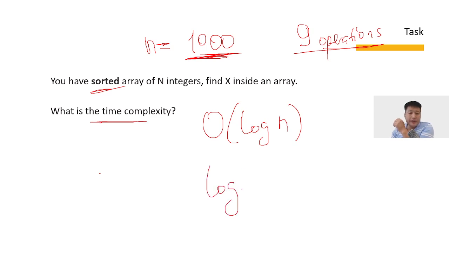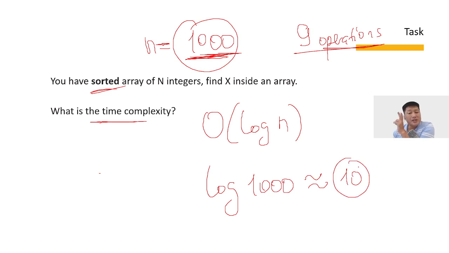Because log n is what? In our case n is 1000. So what is log 1000? It's something like 10, maximum 10. So you will do maximum 10 operations. This algorithm takes maximum 10 operations to solve the problem. We did 9 operations, and maximum it will take 10 operations.